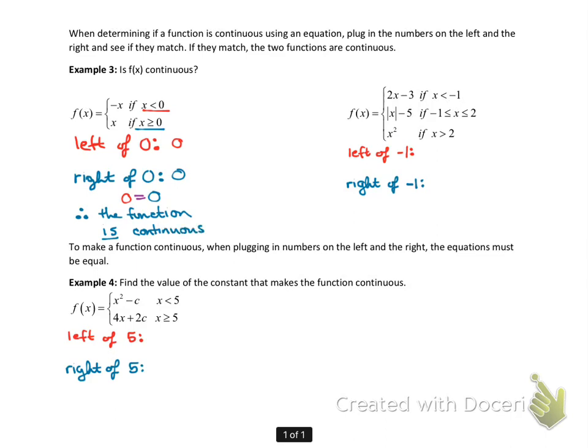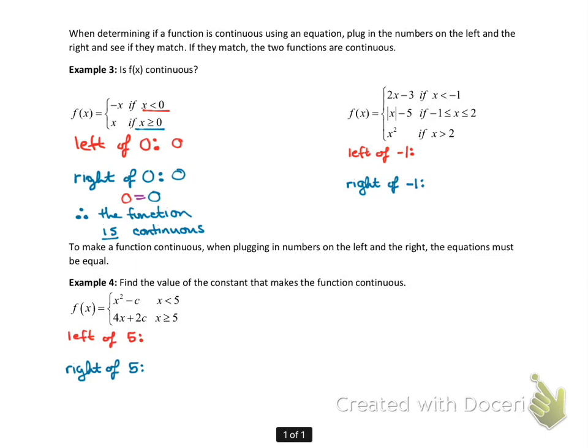All right, let's look at this other one. It's a little more complicated. So let's start with the -1. Now, there are 2 breaks in the second function. We have one at -1 and then one at 2. If one of them doesn't work, then the function's automatically not continuous. If one of them does work, then we need to try the other one and see if that works as well. So let's just try -1 first.